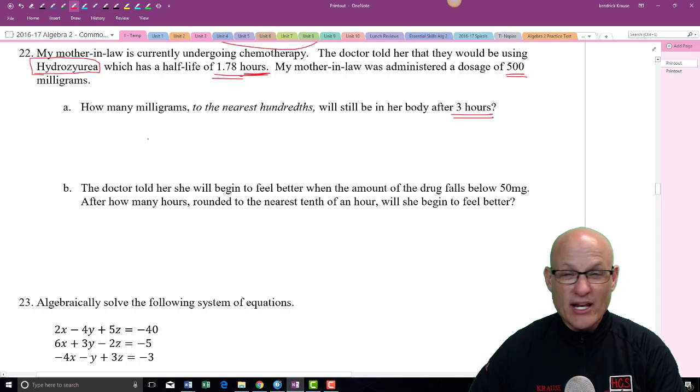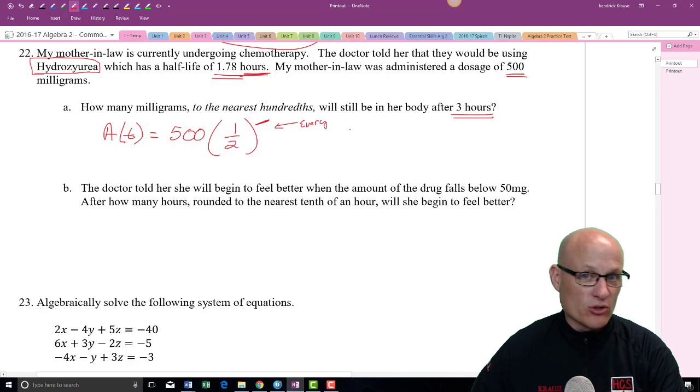Okay. So you got to know how to do half-life formulas. The amount of the drug over time is equal to my start amount, which was 500, times one half as your base. Half-lives always have 1/2 as the base. Now the exponent's kind of tricky. It's always a fraction where the denominator is the every. Every hour it's a half-life, every 10 hours, every 20 hours. In this case, every 1.78 hours. So the every for the half-life goes there, whatever the half-life is. And then we want it for 3. So that's all I got to do.